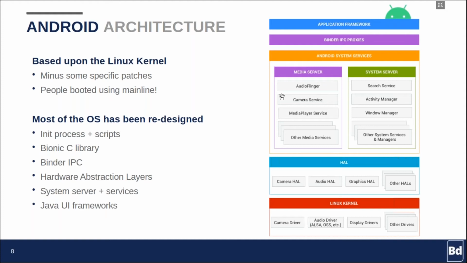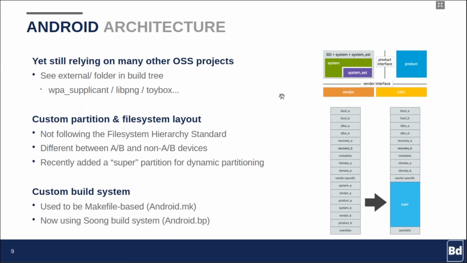But everything else, from the Java UI framework to the system server or the hardware abstraction layers, has been written especially for Android. It doesn't mean that Android doesn't rely on open source projects. On the contrary, there are many of them. If you have the Android source code in front of you and look inside the external folder, you can see that there are many available open source projects, such as WPA Supplicant, which is the Wi-Fi stack usually used in Linux and also in Android.